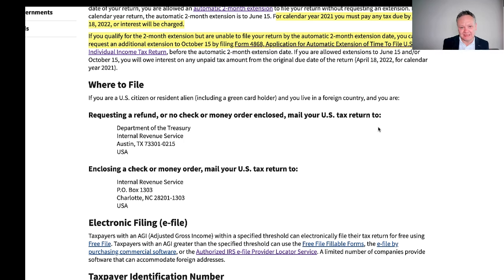So the next extension we should be looking at is the 4868 form, which we're going to go through, which is talking about extending your deadline all the way through to October. Again, this is extending your tax return, your 1040 tax return to the IRS, not your tax payment. So please, please, please be careful of that.